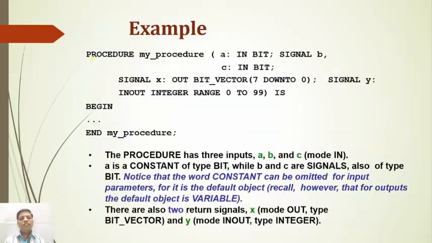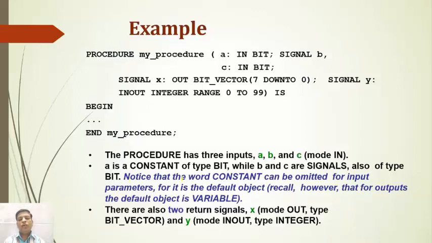Example: procedure my_procedure (A : in bit; signal B, C : in bit; signal X : out bit_vector(7 downto 0); signal Y : in out integer range 0 to 99) is begin, declaration, sum, end my_procedure. Here the procedure has three inputs A, B and C. These are mode in or input signals. A is a constant of type bit, B and C are signals also of type bit.